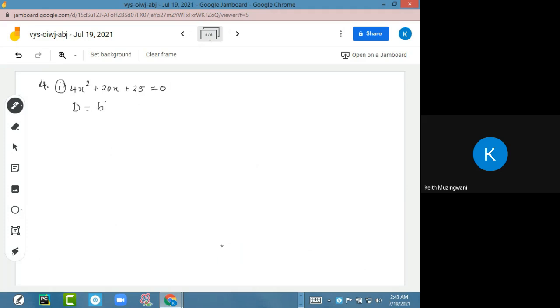So here you just form the D. D is b squared minus 4ac. B is 20, have it squared, minus 4, a is 4, c is 25. This will be 400 minus 4 times 25, 100, times 4, another 400, giving us 0. So since it is 0, we get equal real roots.